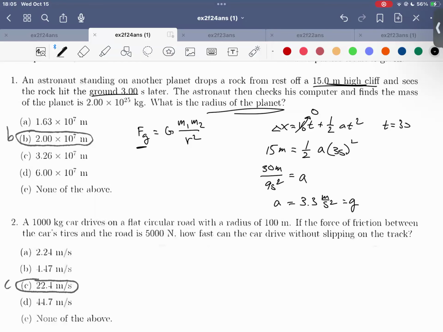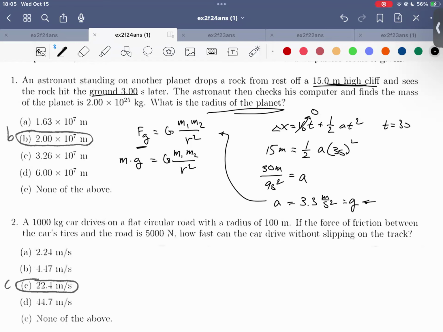I guess it's not. Okay. So we have the gravity here. And so then we'll bring it over here and we'll plug it into this equation. And so we'll say mass times gravity is equal to G m1 m2 over r squared.